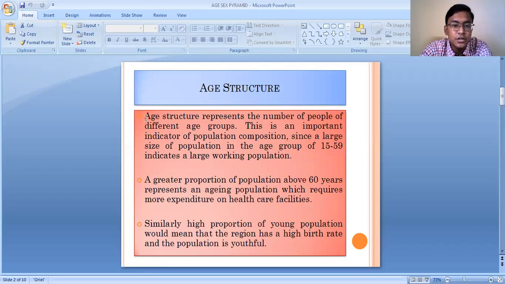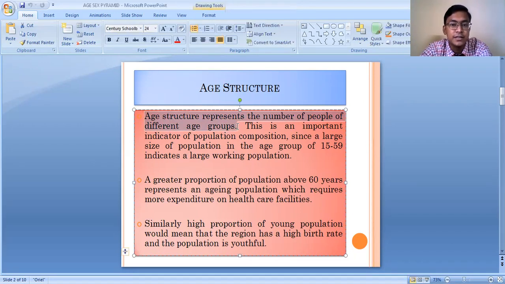Age structure basically represents the number of people of different age groups. This is an important indicator of population, since a larger size of population in the age group of 15 to 59 years indicates a large working population. The age structure is considered an important indicator of population composition. Why? Because it indicates the status of a country. If more people are in the age group of 15 to 59 years, it means that the majority of the people of that country belong to the working population.